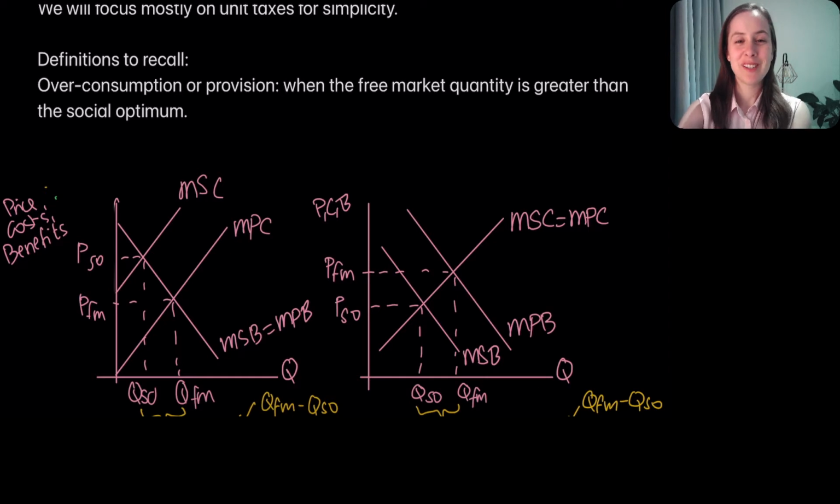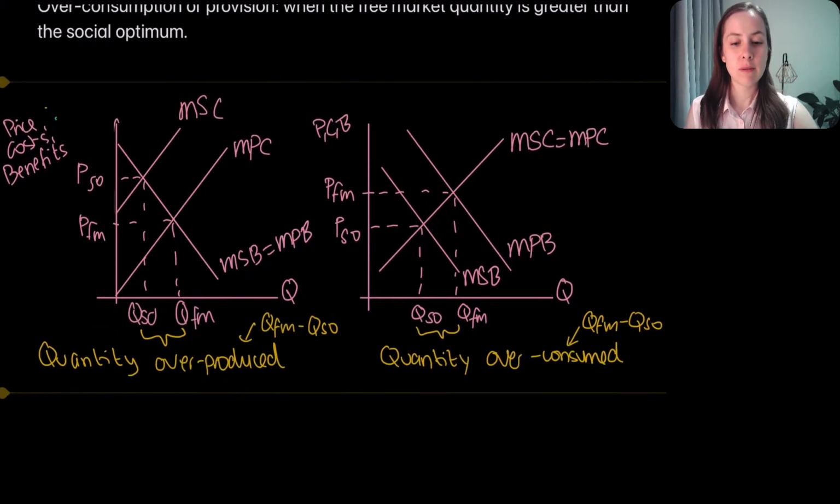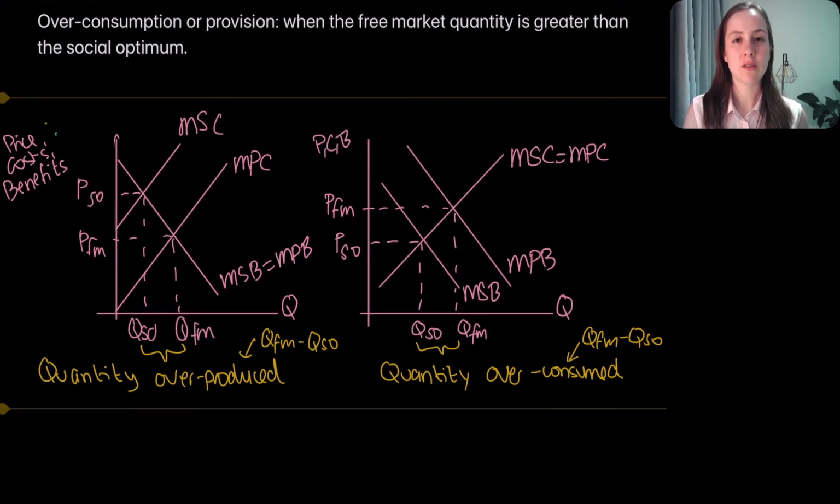We have a lot of definitions to refresh. So first one is overconsumption or overproduction. And that's when the free market quantity is greater than the social optimum.